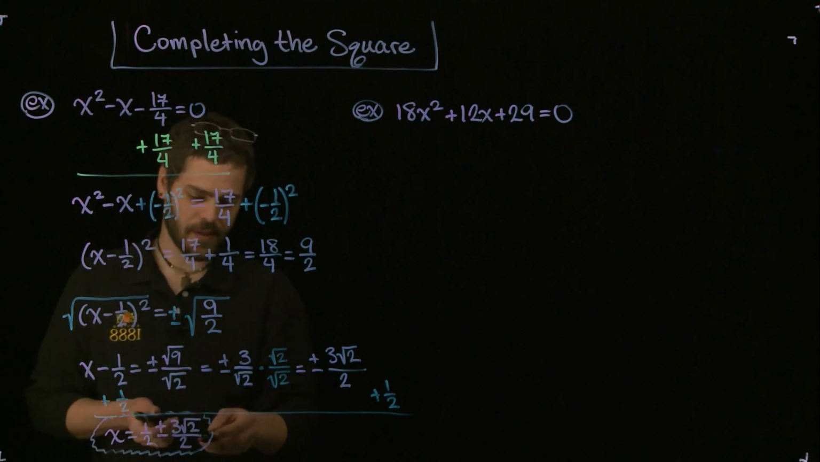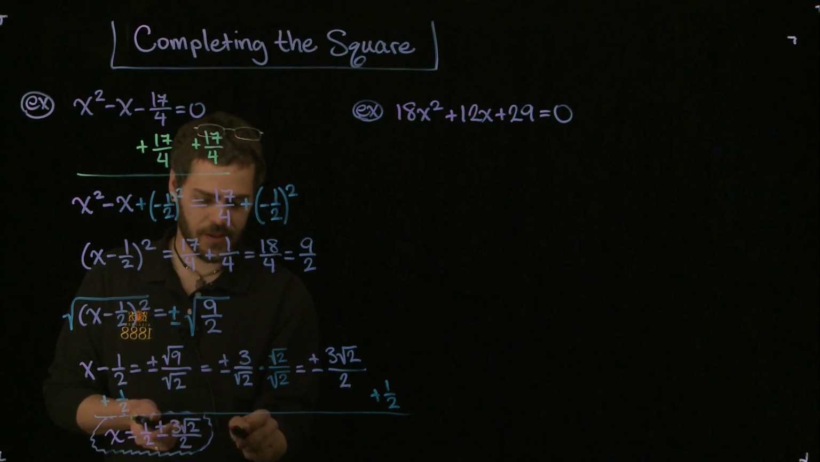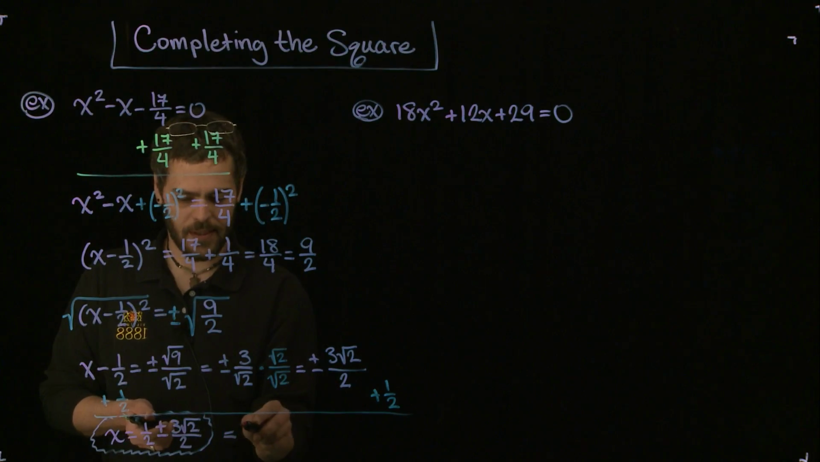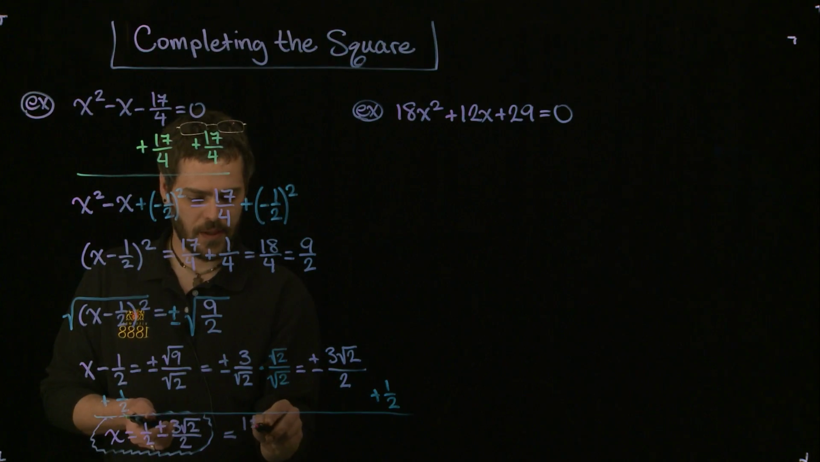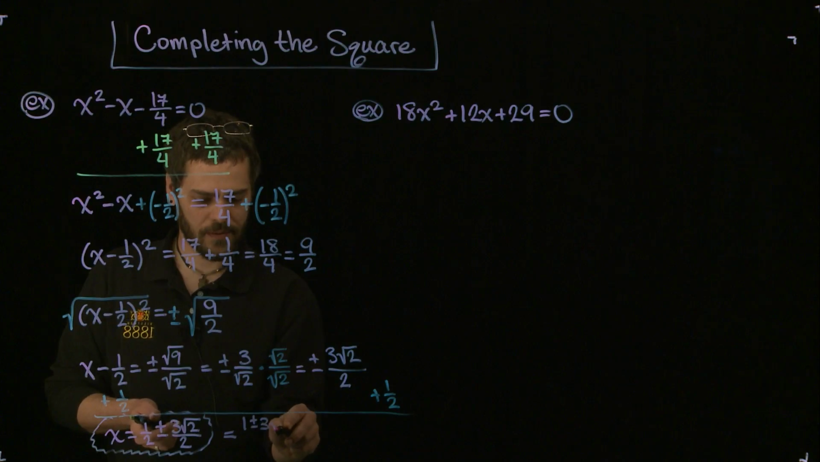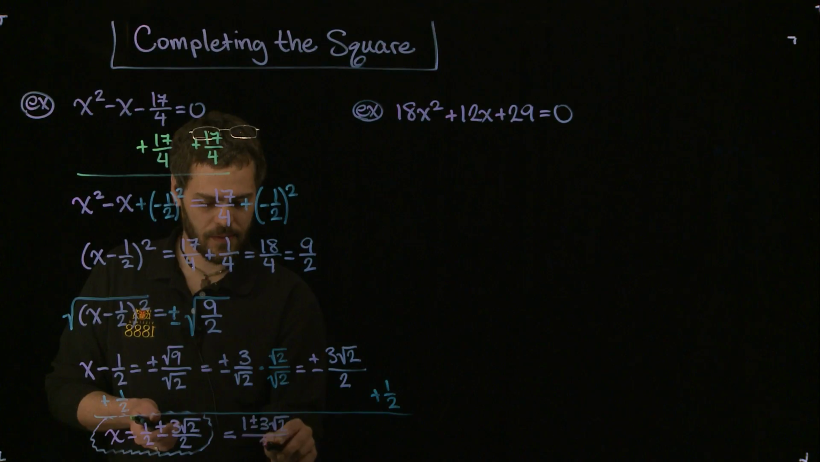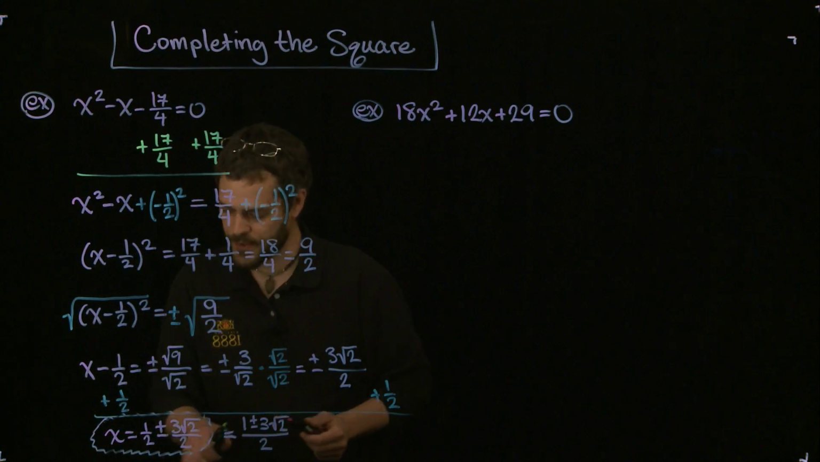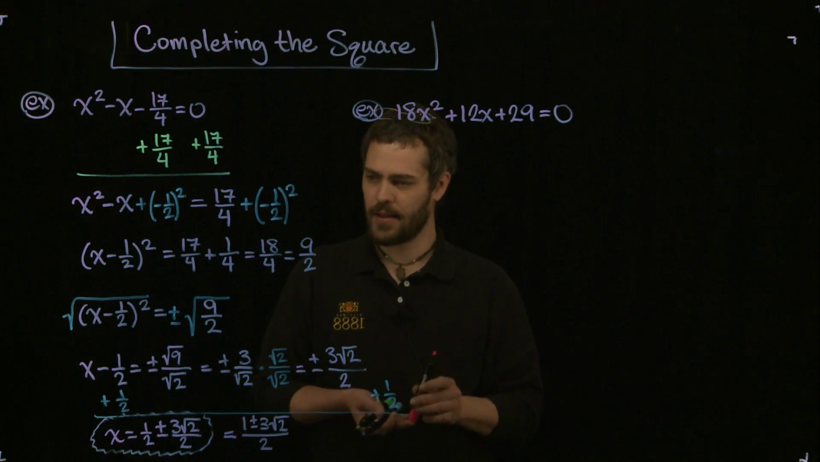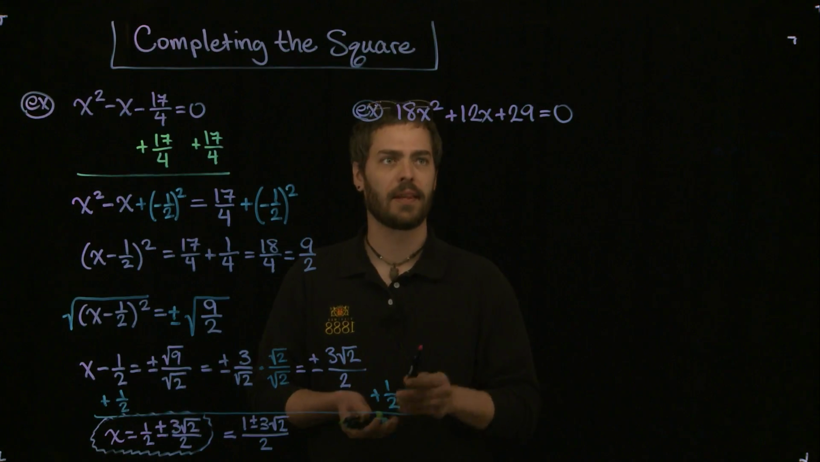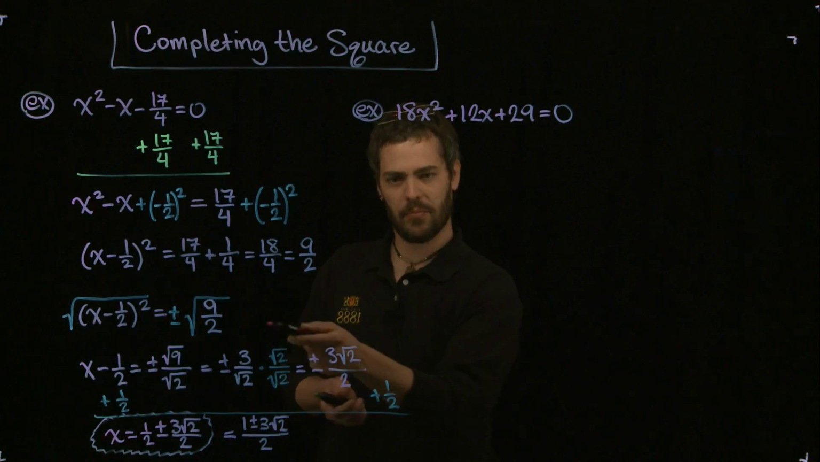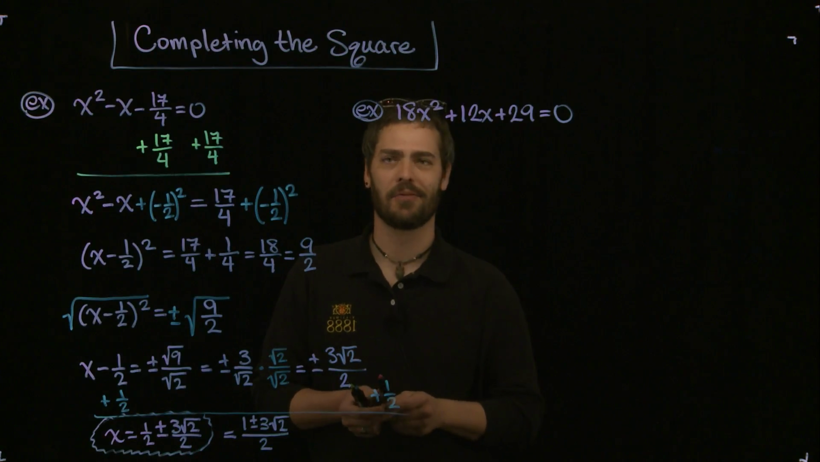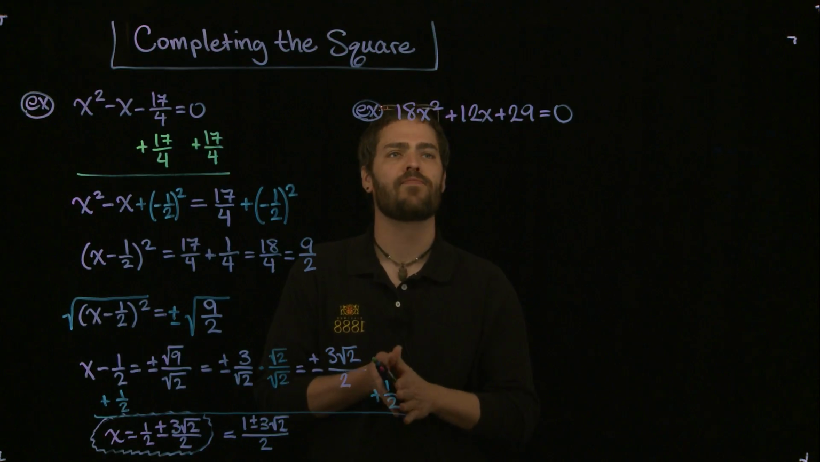This could also be written as a single fraction. So it could have been written as 1 plus or minus 3 root 2 all over 2, since we already have a common denominator of 2. Okay, so that's this guy. And let me go on to the next equation we have here. I'm kind of bleeding over into this side, so hopefully I don't take up too much space.